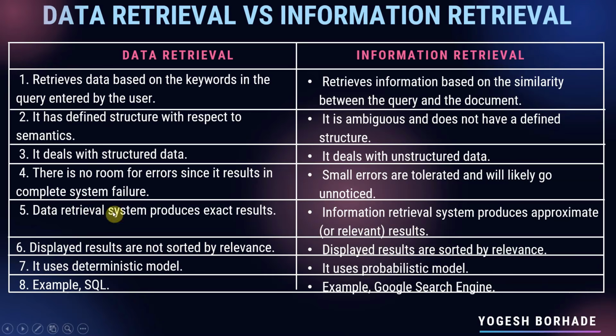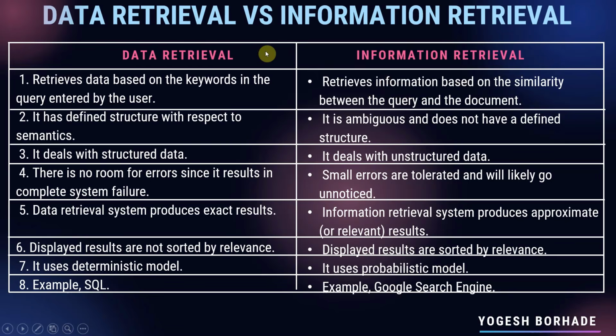Now next is data retrieval. Data retrieval uses the deterministic model. As I have said, it needs to follow some data model, and that model is the deterministic model. You can remember this: in deterministic there is D, and in data retrieval there is also D. So in data retrieval you have the deterministic model, while in information retrieval we have the probabilistic model. And as we have already seen, SQL is the example for data retrieval, and the Google search engine is the example for information retrieval.